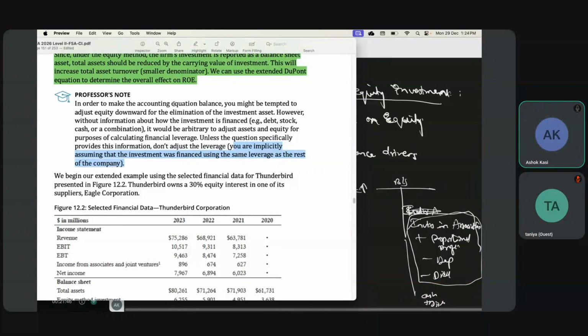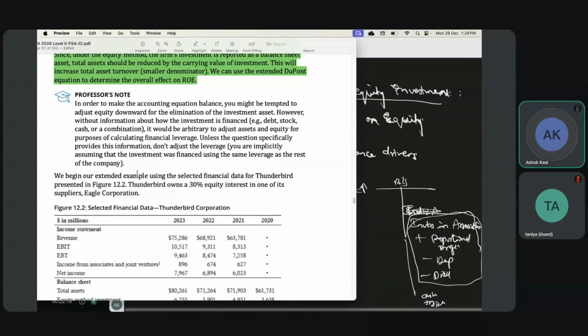In order to make the accounting equation balance, you might be tempted to adjust equity downward for the elimination of the investment asset. However, without information about how the investment is financed, whether equity or stock, cash, or a combination, it would be arbitrary to adjust assets and equities for the purpose of calculating leverage. Unless the question specifically provides this information, don't adjust the leverage.